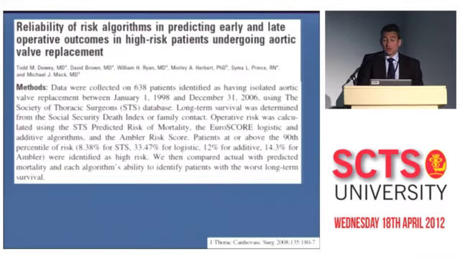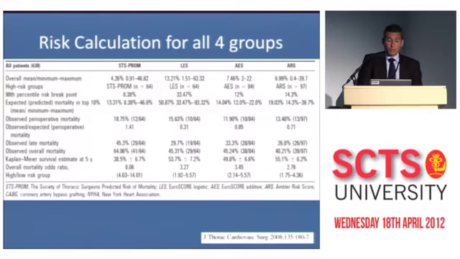So then we look at one of the seminal papers from Dr. Mack's group by Todd Dewey, which looked at the reliability of a number of risk algorithms in predicting early and late outcomes in high-risk patients undergoing a surgical aortic valve replacement. And what they did was they calculated the STS predicted risk of operative mortality, the logistic Euroscore, the additive Euroscore, and the Ambler risk score.